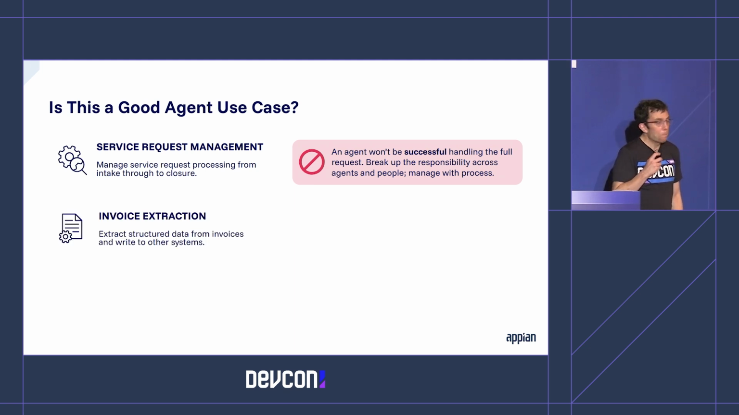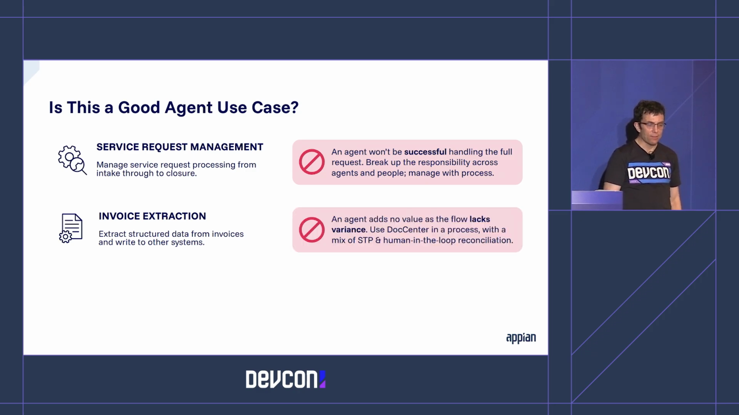Okay, here's another one. Invoice extraction. If you have an invoice and you need to get a set of fields out of that, it's highly structured data. It's going to be the same data you get out of that invoice each time. Agent use case or not? No, exactly. Not a good agent use case. If you try to do this in an agent, it would just be a waste of tokens. It would be inefficient. It would take longer to do than it would in process, and it's just not a great use case.